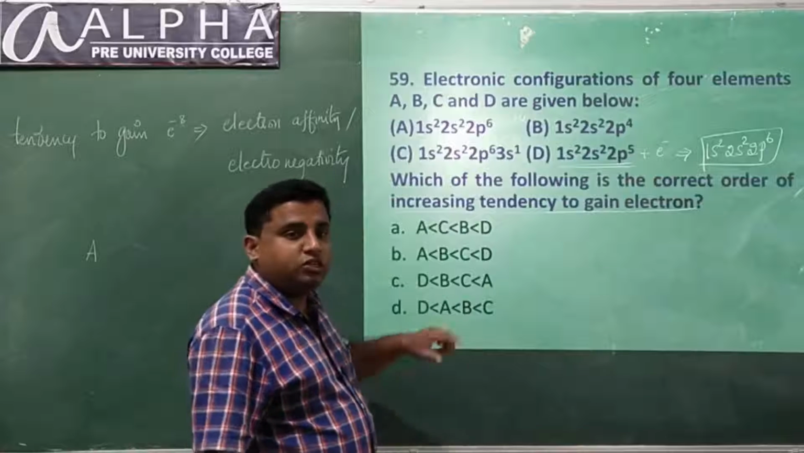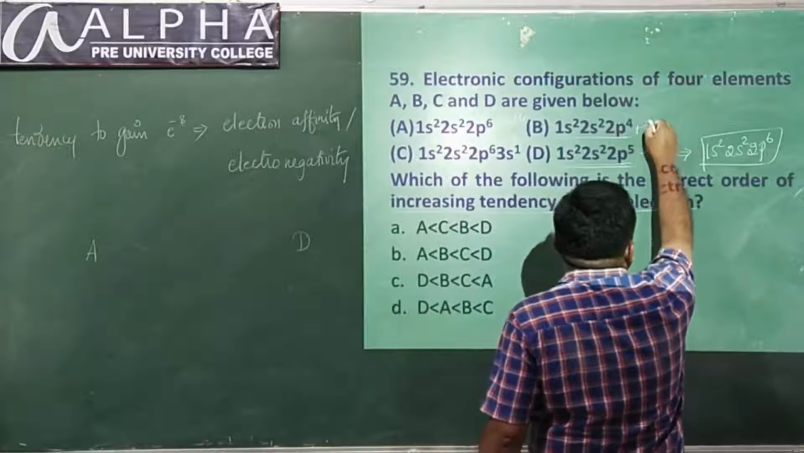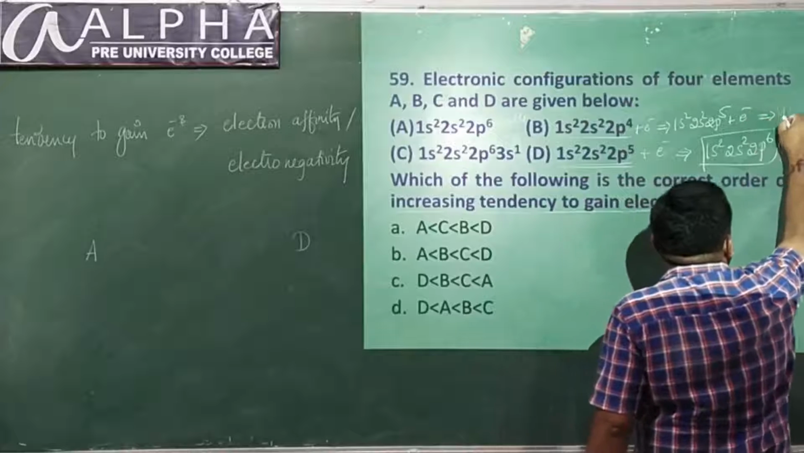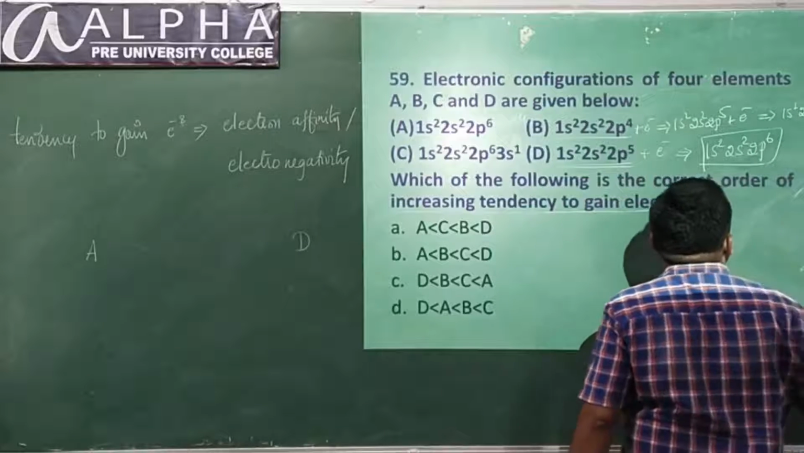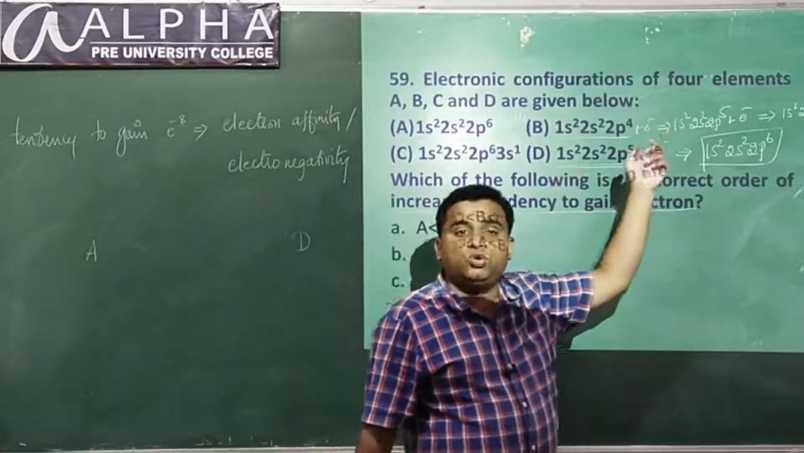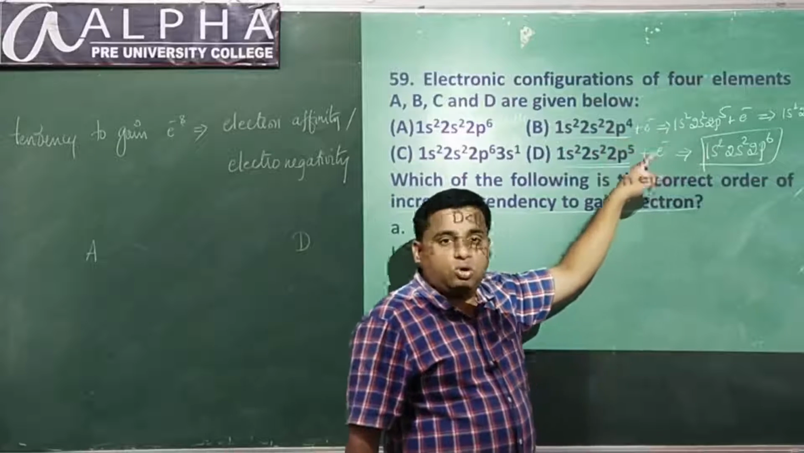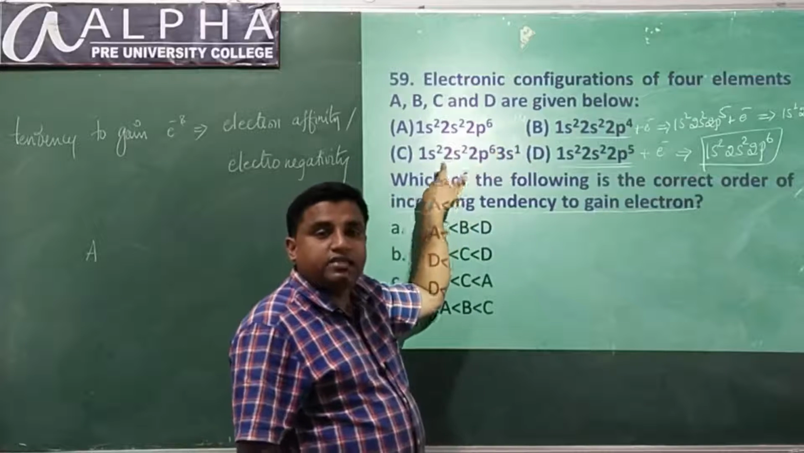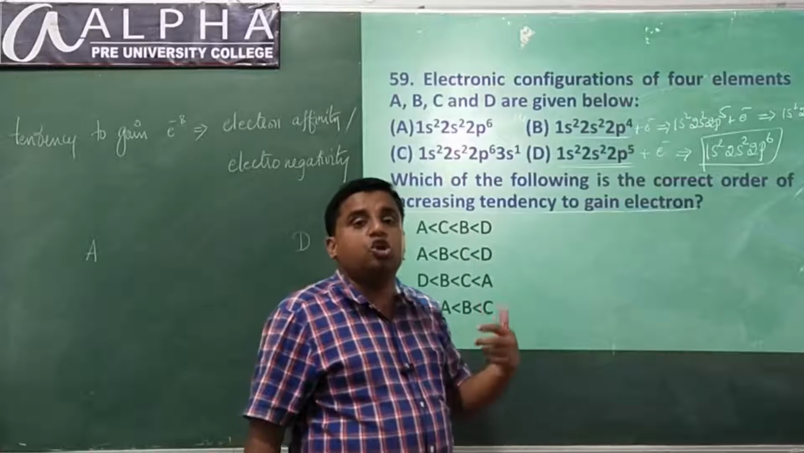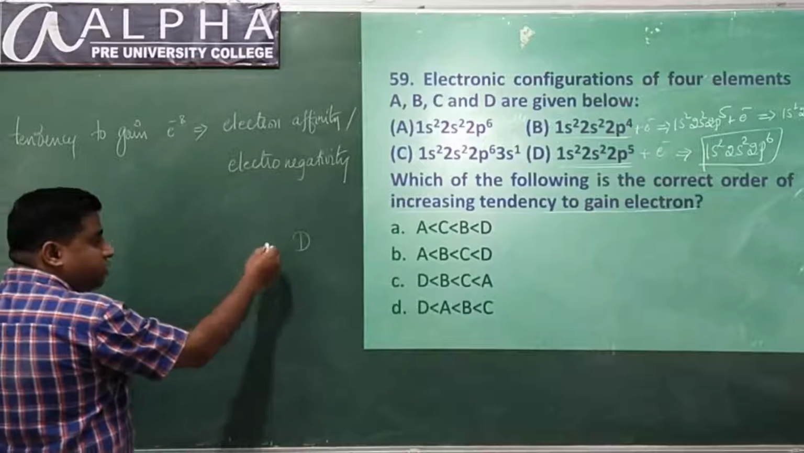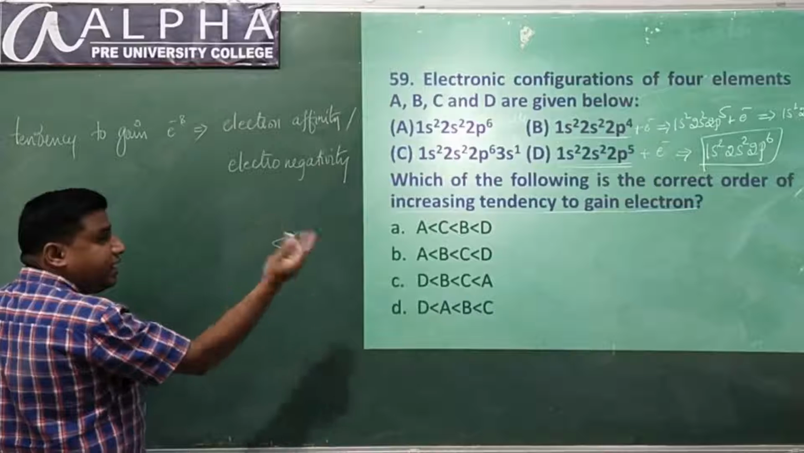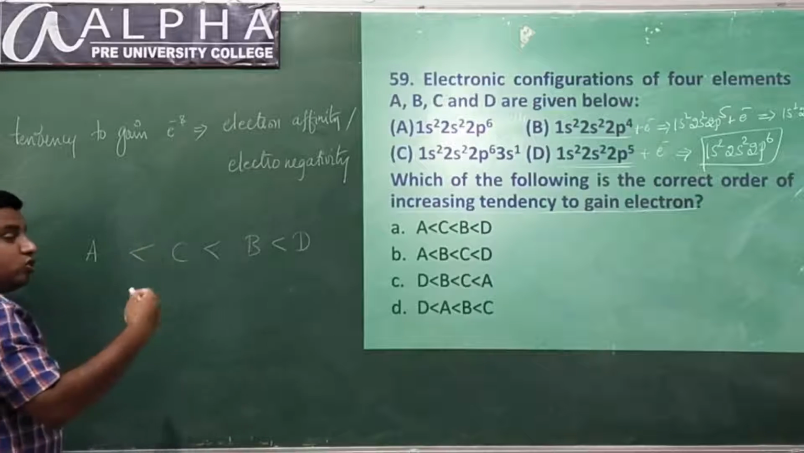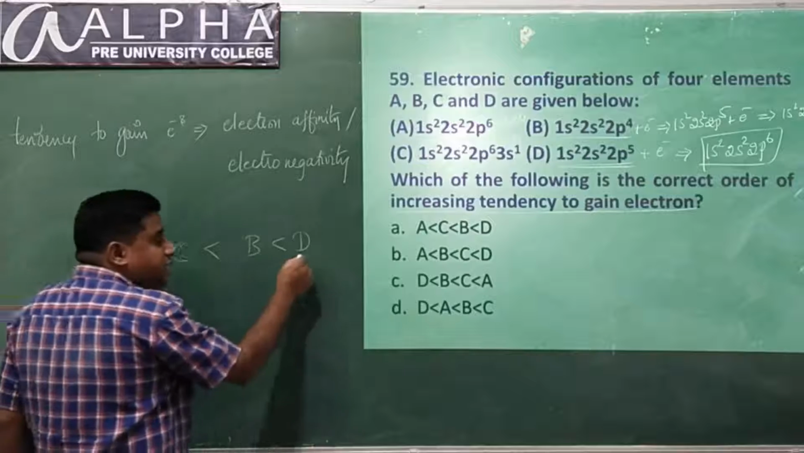But observe B. If it gains one electron, it becomes 1s2, 2s2, 2p5, and on gaining one more electron it becomes 1s2, 2s2, 2p6. Element B has to gain 2 electrons, so the tendency to gain electrons is more for B than for C, since C has a tendency to lose electrons. So the correct order is: D has more tendency than B, B has more than C, and C has more than A. A has the least tendency and D has the highest.